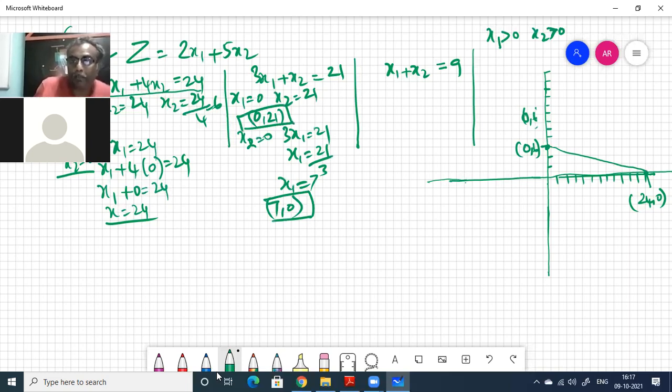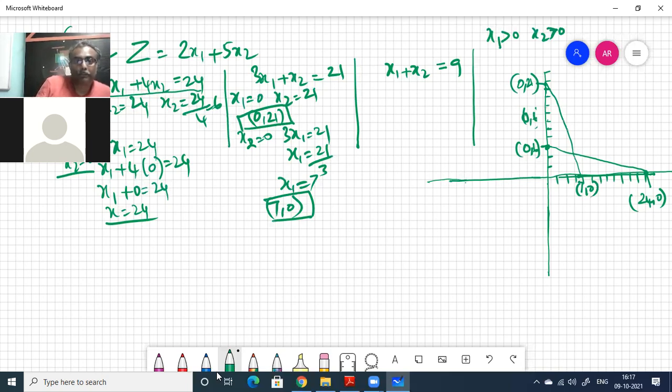0, 21, how will you mark it? 2, 4, 6, 8, 10, 12, 14, 16, 18, 20. This is 21, so 0, 21 is this point. Then the second point is 7, 0: 2, 4, 6, 7. This is 7, 0. So the second line is like this. Like that you join the second line.